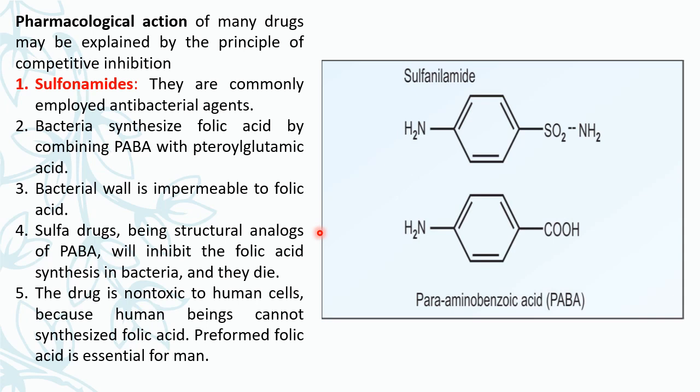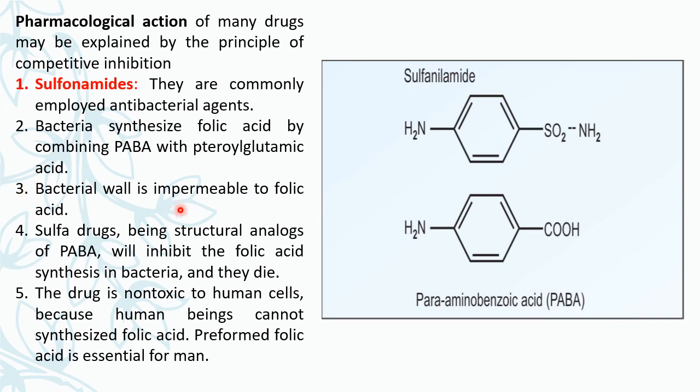The bacteria cannot synthesize the folic acid, so they cannot synthesize their genetic material and they will die. Sulfonamides just look like para-aminobenzoic acid. It is a structural analog, structurally very similar to para-aminobenzoic acid, which is one of the substrates for synthesis of the folic acid. So the sulfonamide group of antibiotics competitively inhibits the bacterial folic acid synthesis.